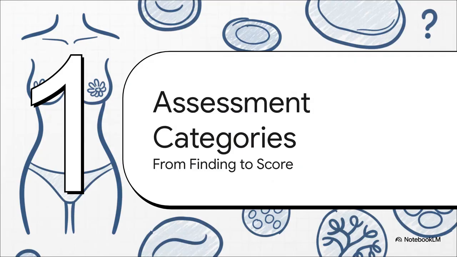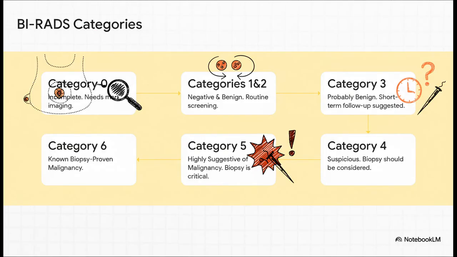Okay, so the radiologist has spotted the distortions, they've analyzed the asymmetries and the calcifications. How do they put all these clues together to make a final call? Well, that's where the assessment categories come in. This is the final score. The whole system boils down to a number from 0 to 6. 0 just means they need more pictures. 1 and 2, that's the all clear, negative or benign, routine screening.